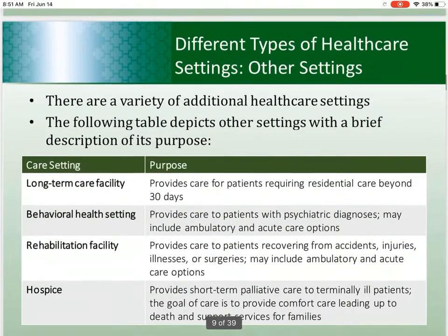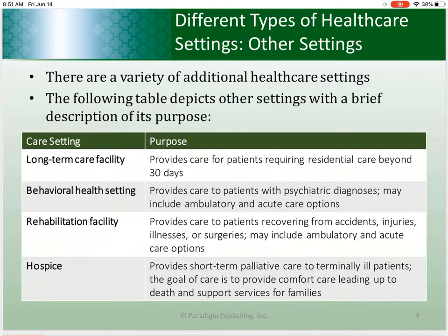All right, so let's talk about a few other healthcare settings. A few other settings are identified either by length of stay or by specialty of care. Long-term care typically has patients who reside more than 30 days. A behavioral health setting provides care to patients with psychiatric diagnoses. The facility may offer a combination of acute care and ambulatory care for patients. A rehabilitation facility may also offer acute care and ambulatory care, typically serving patients recovering from accidents, injuries, or surgeries.